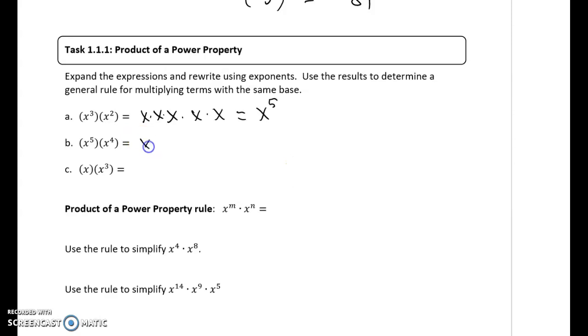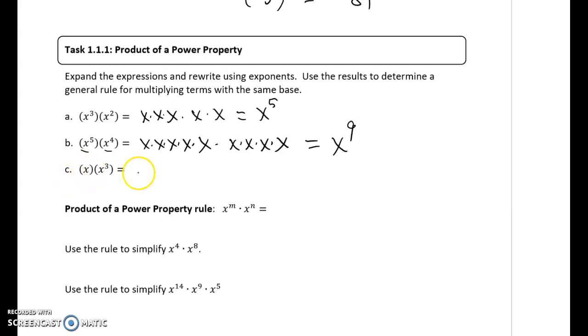Part B, we have x times itself 5 times, right? That's x to the 5th. We have x to the 4th, so that's x times itself 4 times. We're asked to multiply those together, so I'm going to go ahead and put a dot there, multiply those together. And again, we see 1, 2, 3, 4, 5, 6, 7, 8, 9 x's being multiplied together. So we're going to rewrite that using exponents as x to the 9th. Do we see a pattern yet? Maybe after this next example.